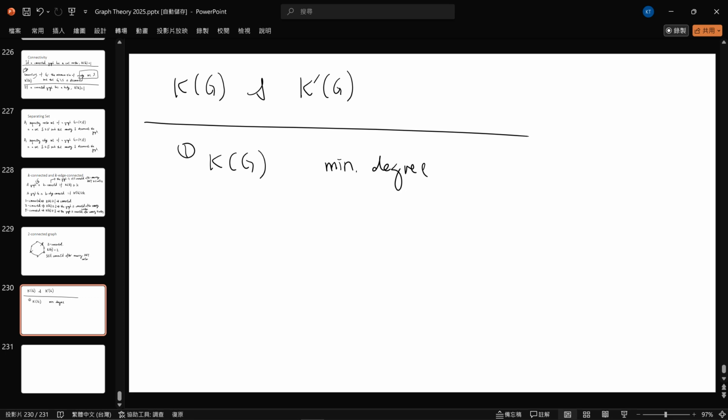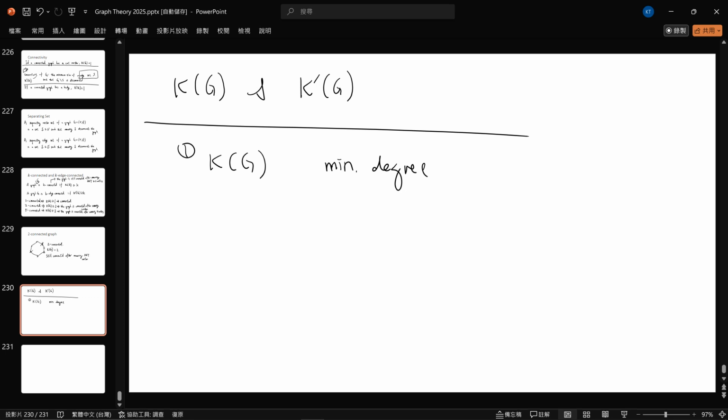So here we have two quantities. The first one on the left is the connectivity. That is the smallest number of vertices that you need to remove in order to disconnect the graph. And on the right, we have the minimum degree. So minimum degree is just the smallest number of neighbors that a vertex has in a graph.